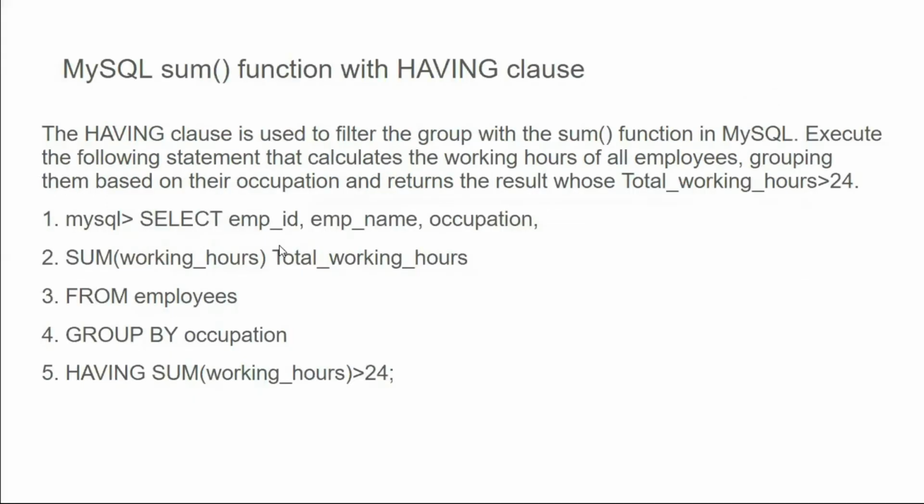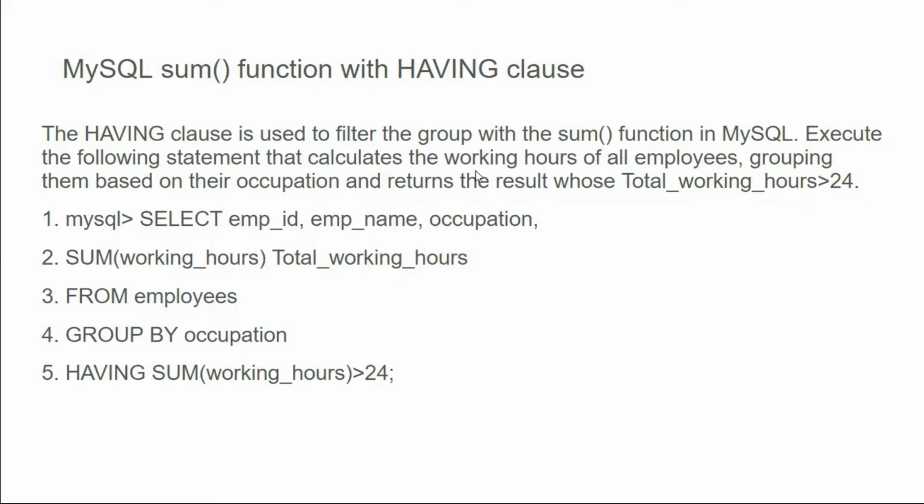Next, we will see how GROUP BY works along with the HAVING clause. After grouping, we have to apply certain conditions. The HAVING clause is used to filter the groups with some function in MySQL. Execute the following statement that calculates the working hours of all employees, grouping them based on their occupation, and returns the result whose total working hours is greater than 24.